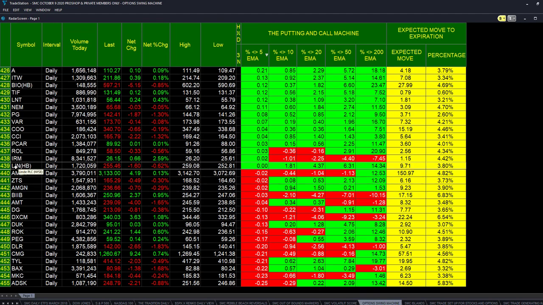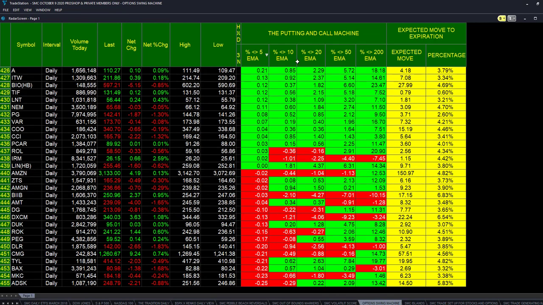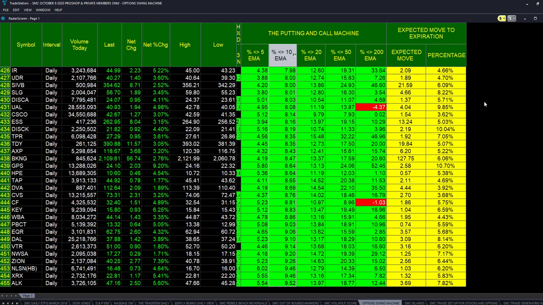439, but we got to take one out for the label row. So 438 are over their 5-day average. So we're going to come back to our little spreadsheet and put in 438. 86% of the stocks in the S&P are over their five-day average. Okay, that's fine. How about the 10-day?